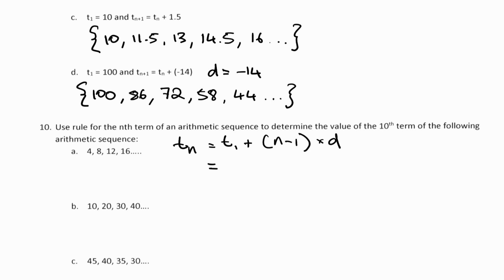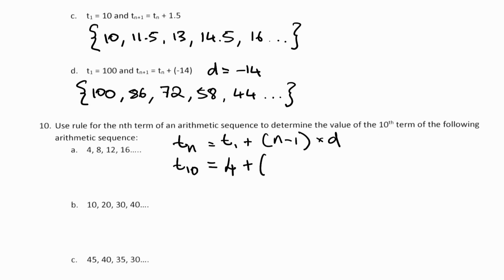So the n tells us the position of the term, the 10th term, Tn. So n gets substituted with the number 10. T1 is the first term, so the very first term in the sequence is 4. N, we already said, was 10 because it's the 10th term. So that is 10 minus 1 times D. Now, it doesn't tell us what the difference is here. It hasn't told us, but we can figure it out.